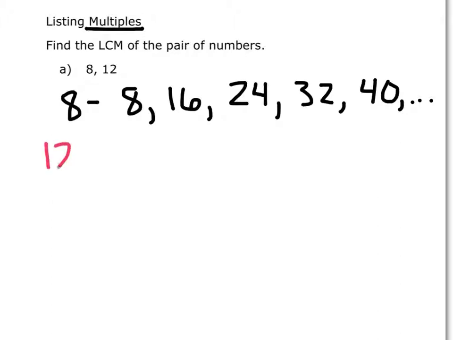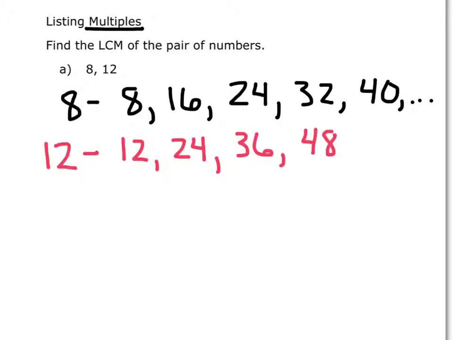Now I'm going to do the multiples of 12. 12 times 1 is 12. 12 times 2 is 24. 12 times 3 is 36. 12 times 4 is 48. And 12 times 5 is 60. Or I'm counting up by 12s.